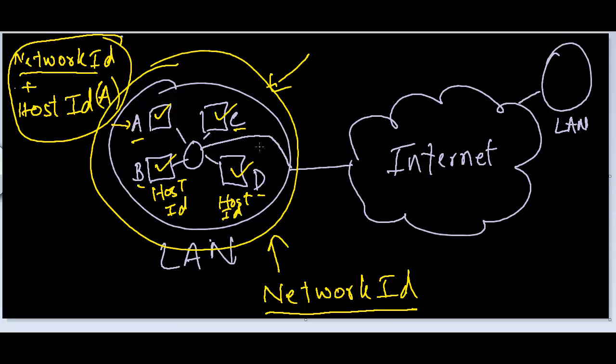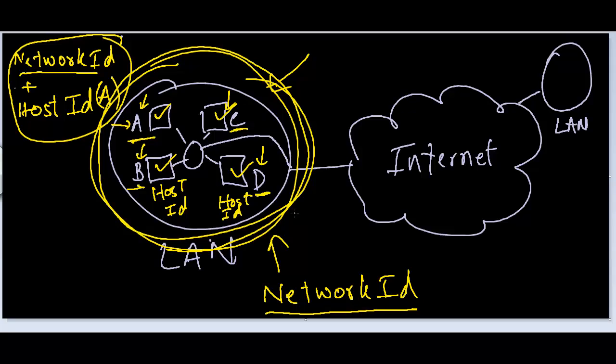So when you combine network ID and host ID together, then collectively the IP address of A is going to be different from the IP address of B, which is going to be different from the IP address of C, which is going to be different from the IP address of D. However, the network ID part of the IP address for A, B, C and D is going to be the same, because they are all part of the same network. So whatever network ID this network has, that network ID is going to be present in the IP address of C. That network ID is also going to be a part of the IP address of D and B and A.